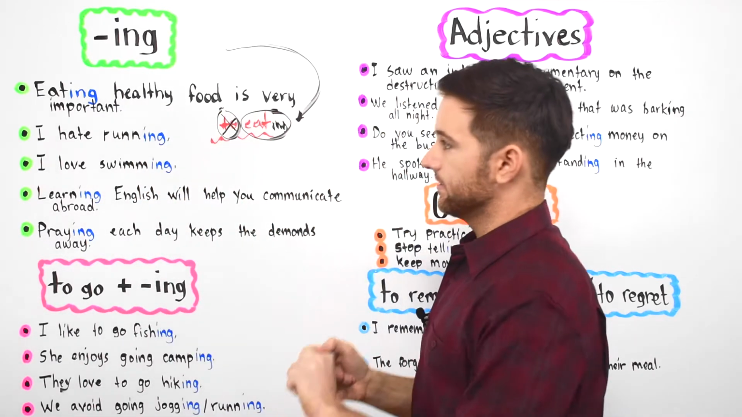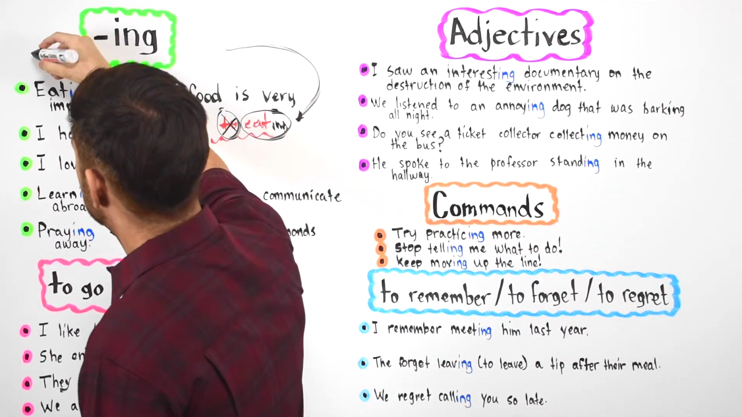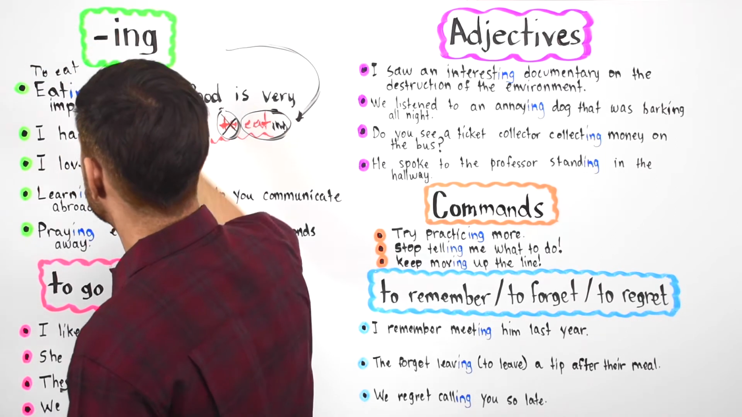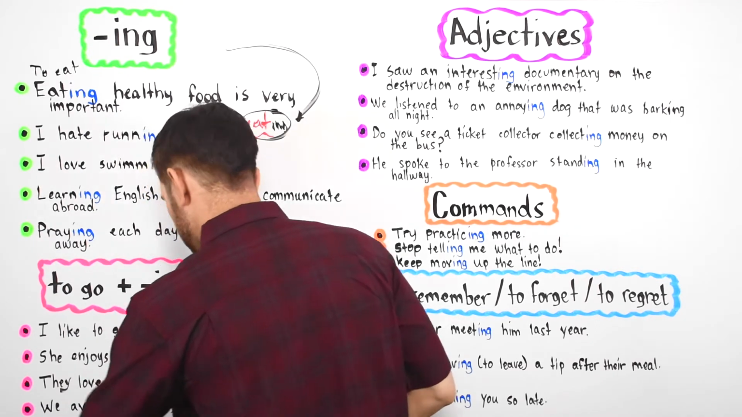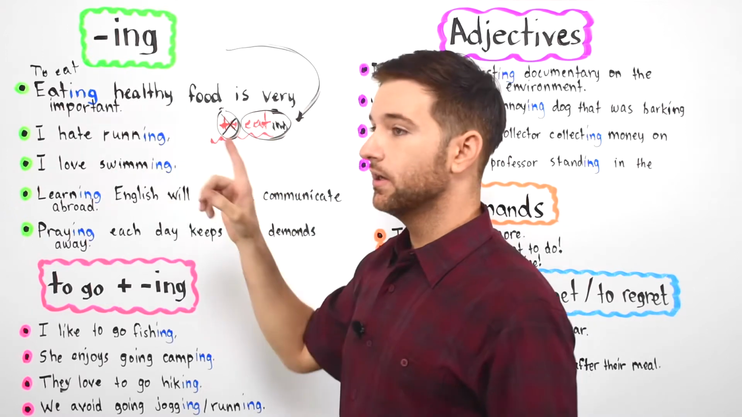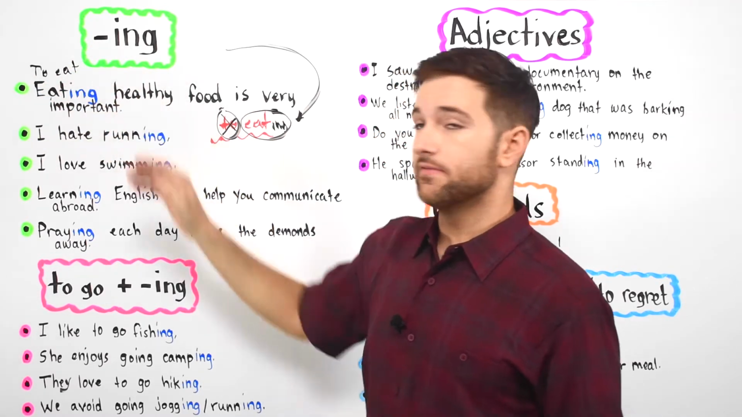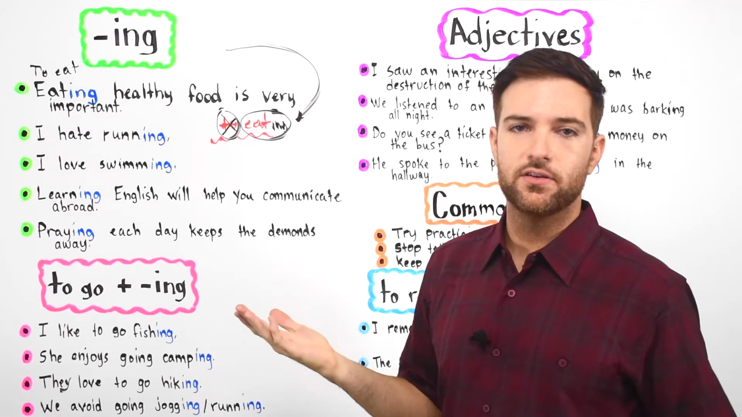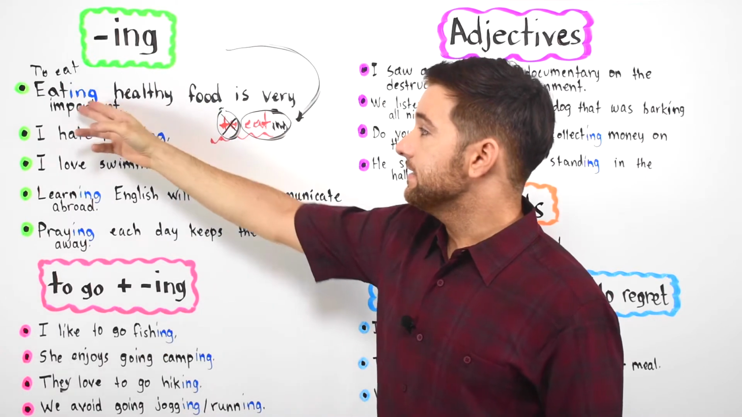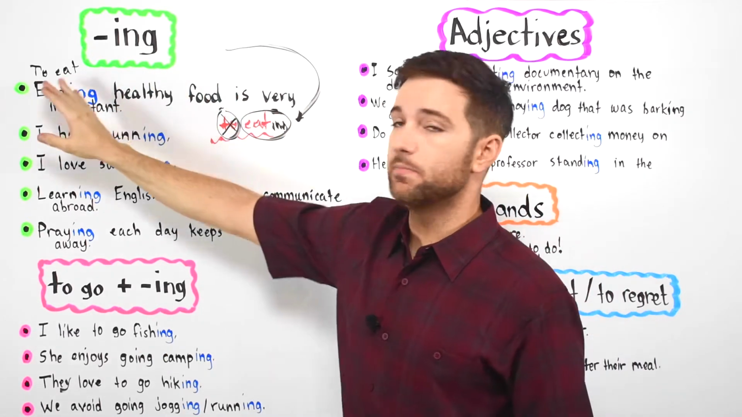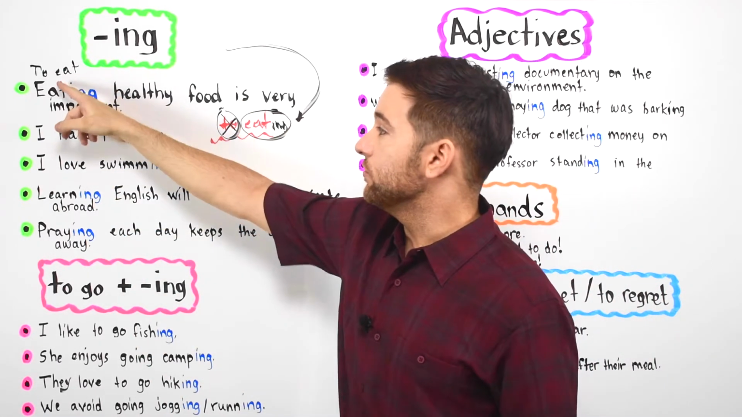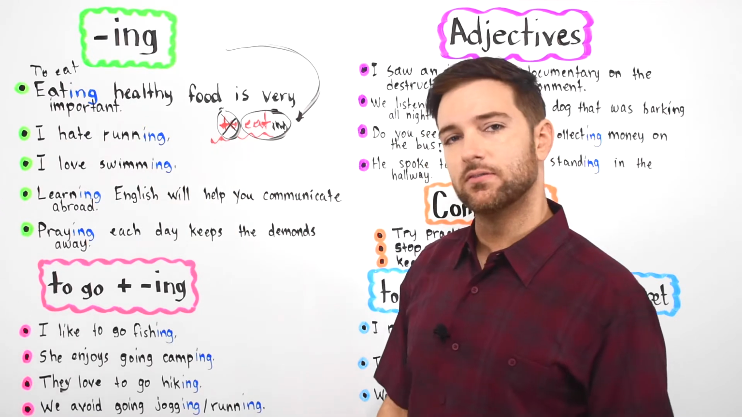It's kind of like saying to eat healthy food is very important, which is also a way that you can say it. You can say to eat healthy food is very important. Now, to eat in this case, this is a verb. But if we don't want a verb, if we want a noun, we say eating with ing. Eating healthy food is very important, and this sounds better. It sounds better saying this than to eat healthy food is very important.